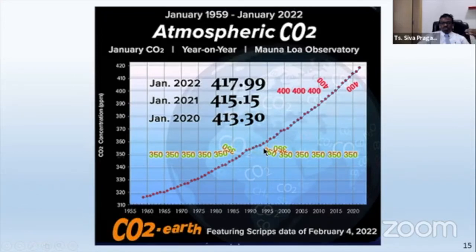And then it actually hit 350 somewhere in 1986, between 1985 and 1990. It kept going up, right? A lot more countries are becoming industrial. As a lot more countries become industrial, there are a lot more emissions of CO2, and of course it keeps increasing. In January 2022, the current ppm concentration of CO2 in the atmosphere is 417.99, about 418 ppm. This is the latest report taken from the Mauna Loa Observatory in Hawaii.